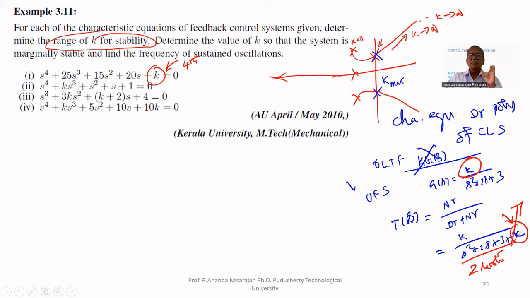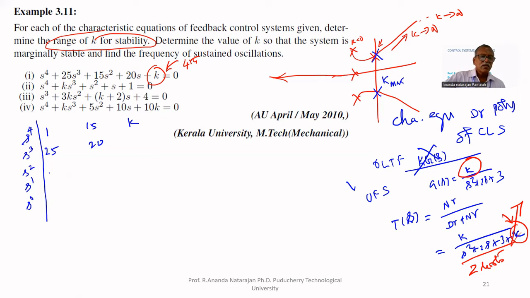Below k max, the system is stable. If it is equal to k max, marginally stable. Above k max, unstable. So that we can find by using Routh-Hurwitz. That we are going to find. So the first row is s power 4, s power 3, s square, s power 1, s power 0. The first row is 1, 25, 15, 20, k. Because they didn't give the value, we have to find for what value of k the system is stable, the range of k.